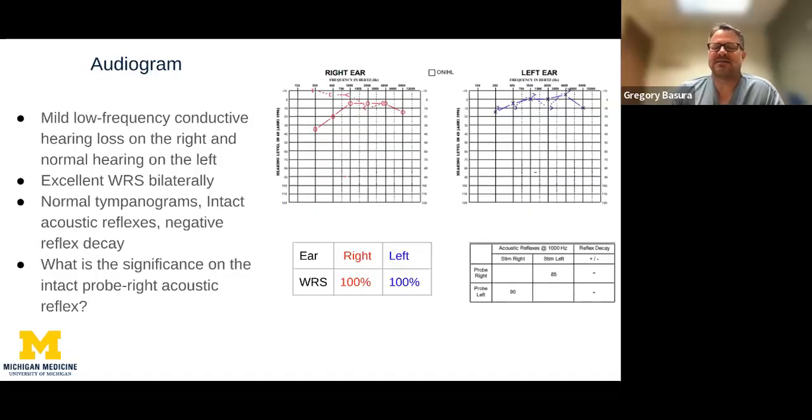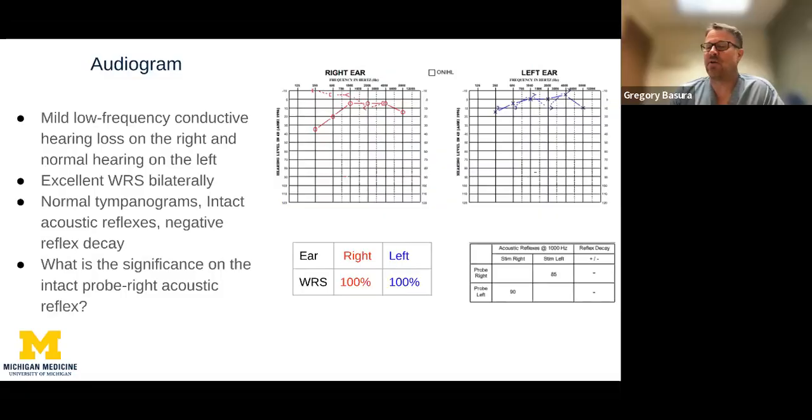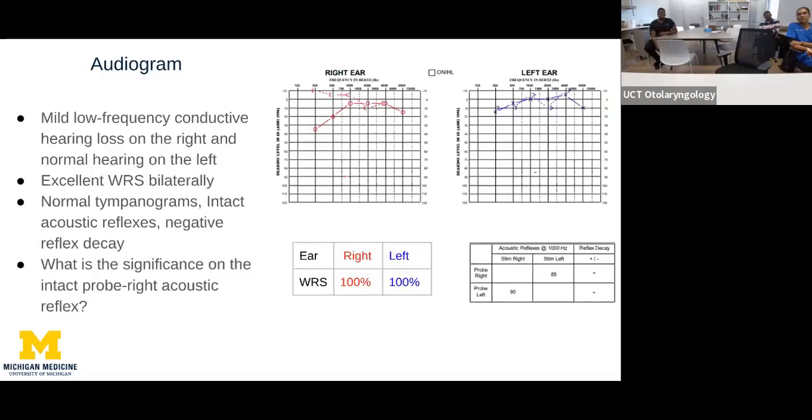Just another way of asking that is, Greg is saying if she had absent acoustic reflexes with that lowest conductive hearing loss, would that tip you off to a different diagnosis, or what would that make you think about? Yeah. Alternatively, what would that make you think about if you were worried about otosclerosis?